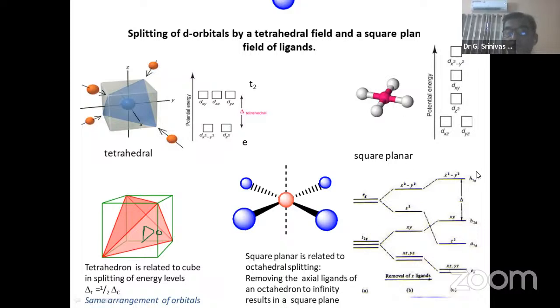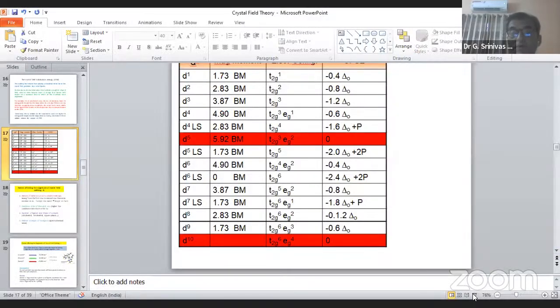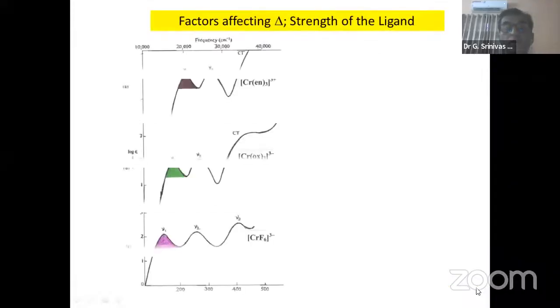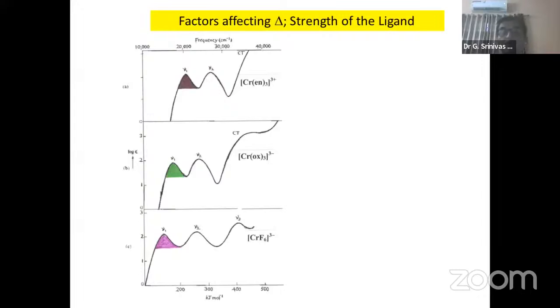The slide is not moving. One minute. I will share the next one.